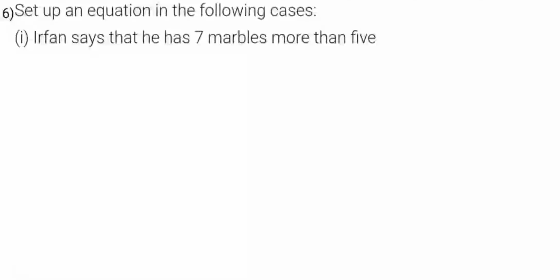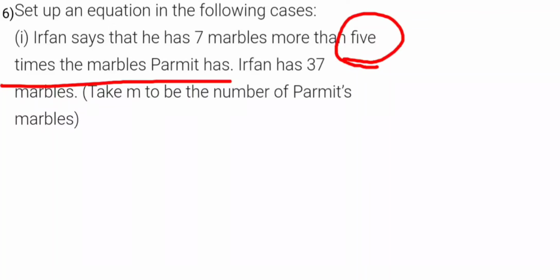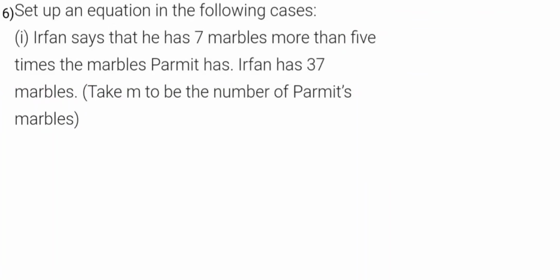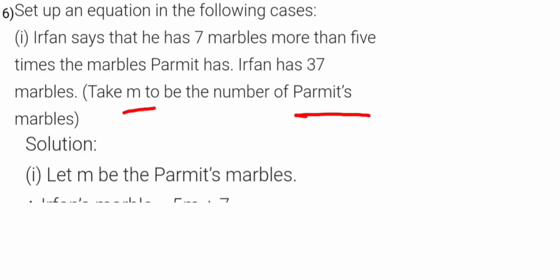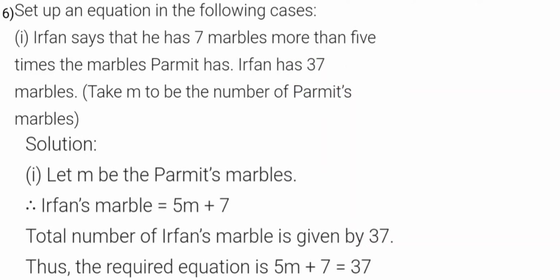Next, number 6: set up an equation in the following cases. Irfan says that he has 7 marbles more than 5 times the marbles Parmeet has. Irfan has 37 marbles. So Irfan has 5 times the marbles Parmeet has, plus 7 marbles. So the total is 37. Let Parmeet's marbles be m, Irfan's marbles be 5m plus 7, and the total is 37. So the equation becomes 5m plus 7 equal to 37.